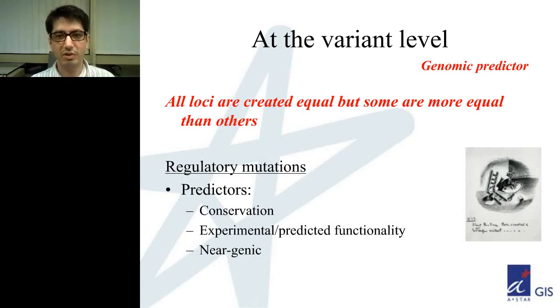If you cannot see the picture on the right, this is an illustration from George Orwell's book, Animal Farm, where he says that all animals are created equal, but some animals are more equal than others. If you recall last year, the big ENCODE paper said that most of the genome was functional. The aim of our predictors is to find loci which are more functional than others. To put it in more scientifically precise terms, we are trying to find loci where mutations are more likely to be damaging. And we look at conservation, putative functionality, and whether the mutation is near a gene or not to make this prediction.